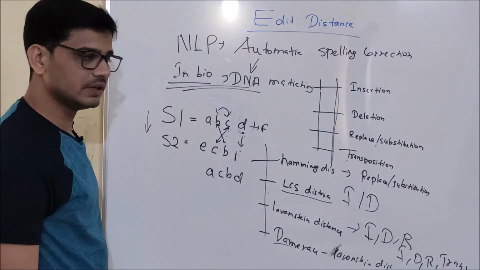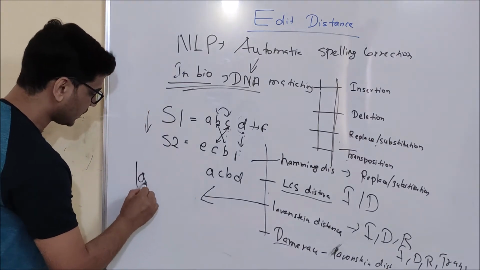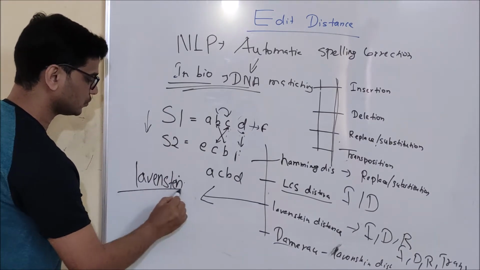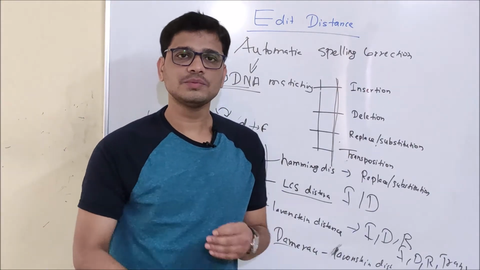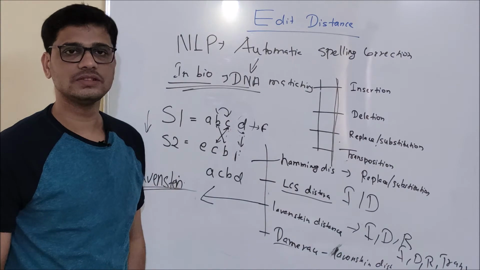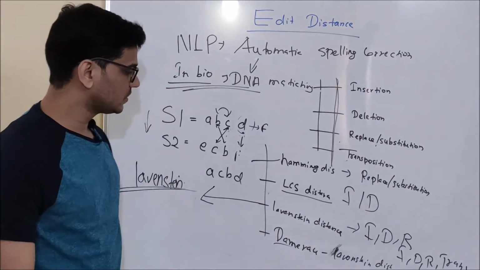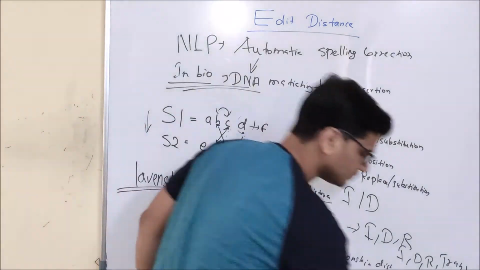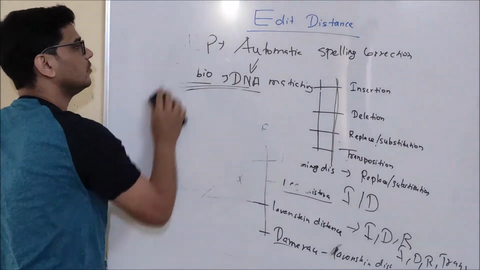Now come to the main thing. See, out of these algorithms, Levenshtein distance is the most used. So whenever we say edit distance, we are most probably referring to Levenshtein distance. And whenever we say Levenshtein distance, we are most probably referring to edit distance, that is vice versa. So basically what we are going to learn today is Levenshtein distance. Got it? Now I will tell you how to solve this particular problem.